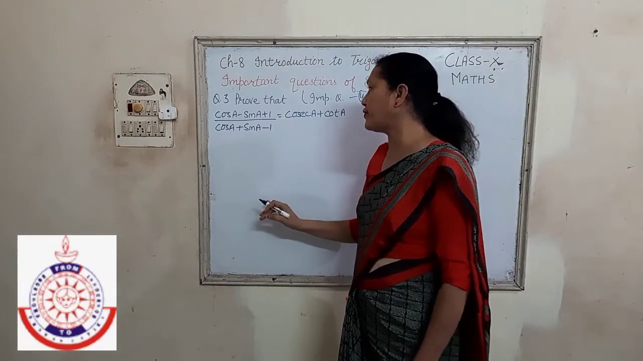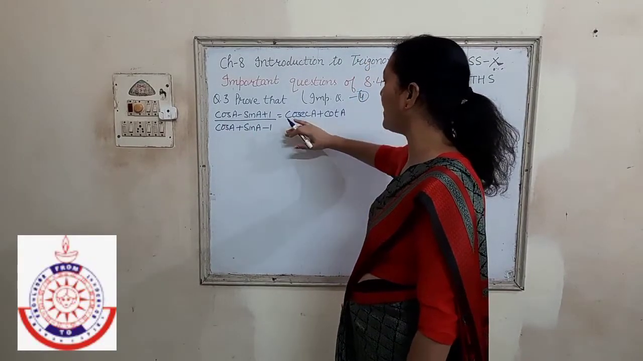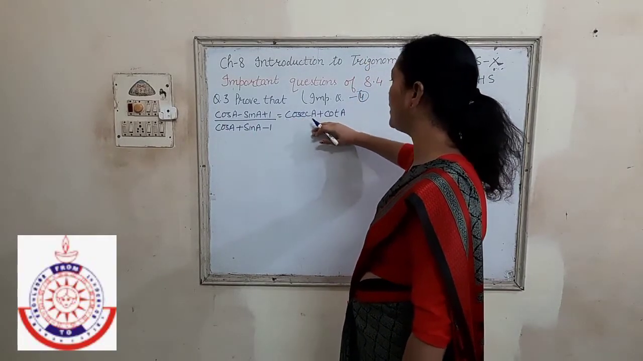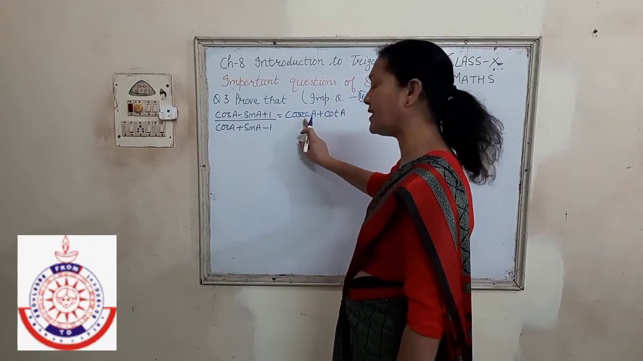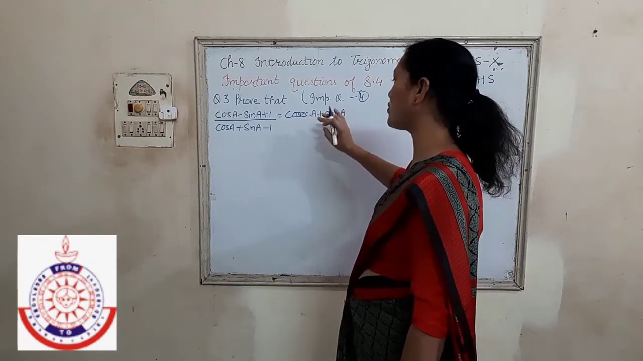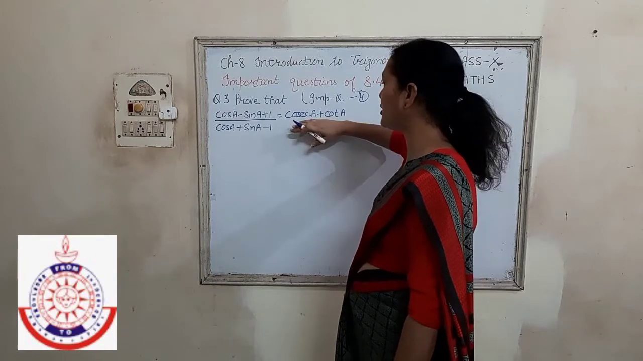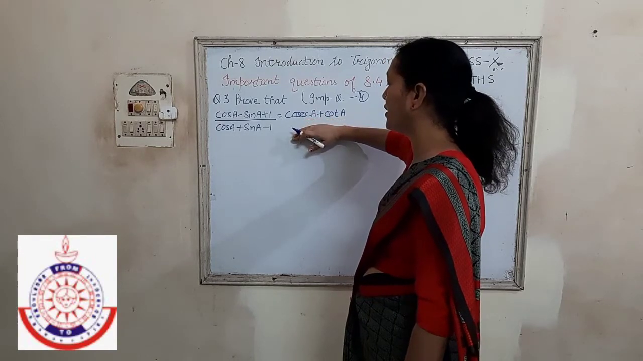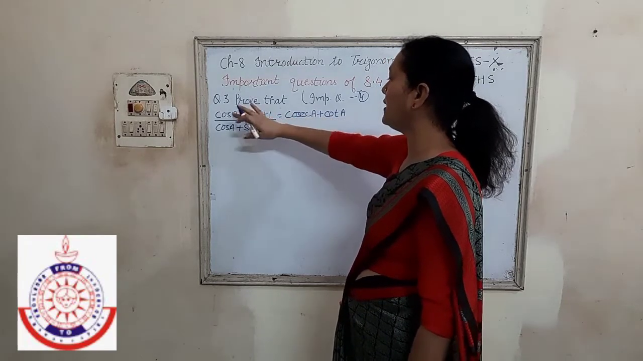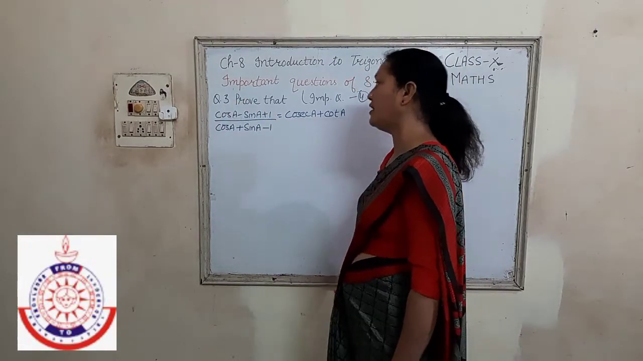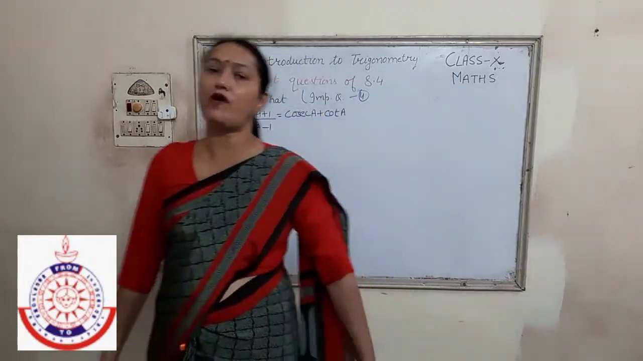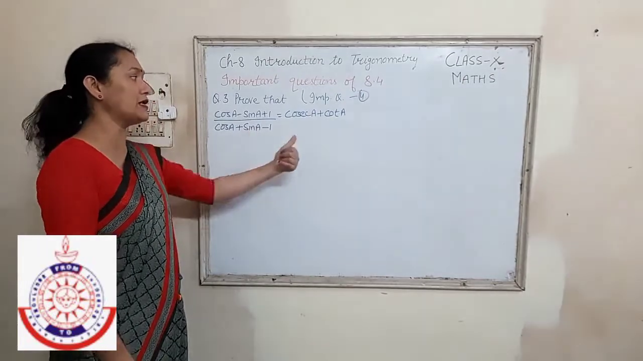First step, what you have to do is, look at the right hand side. We have cosecant and cot. Cosecant means 1 upon sin A. And cot A is also cos upon sin. Means in the denominator we will be having sin. So what step do you have to remember? If you start with the left hand side, you will be dividing all the terms of the left hand side by sin A.